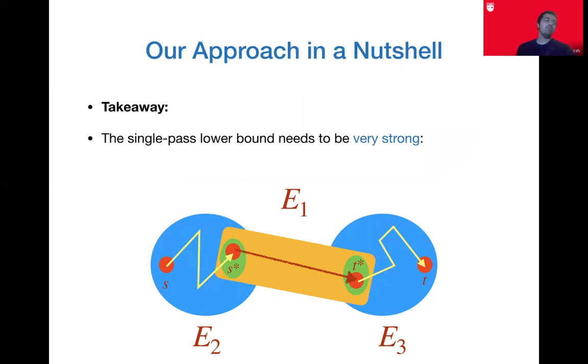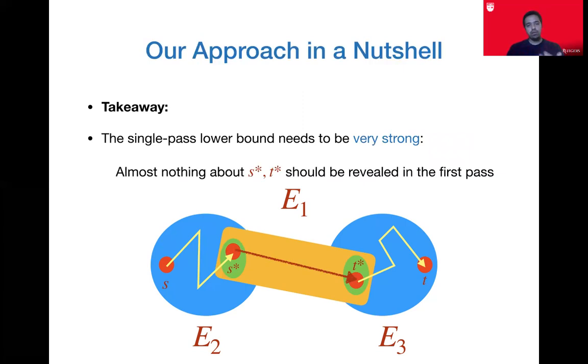So what this means for us is that the single pass lower bound that I talked about has to be very strong. It should effectively say a sentence like this: after the first pass, the algorithm has no idea what S star and T star are. It should not reveal any information about them. And that's what we are going to prove.